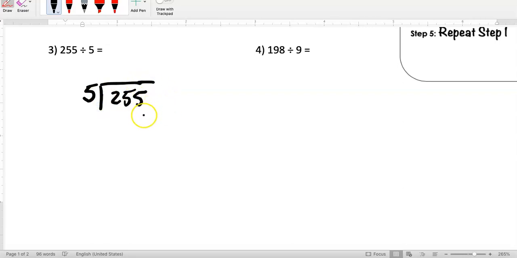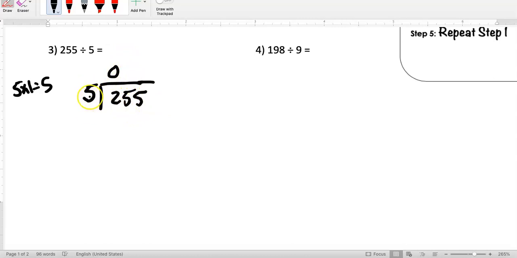Now, this one is a little trickier, so this isn't as simple. I'm still going to come over here, and I'm still going to ask myself the same question. How many times can 5 go into 2? I know for a fact that's 0, because the smallest number I can get is 5, and 5 is greater than 2, so that's a 0. 5 cannot go into 2 at all. So I'm going to go ahead and put a 0 up there so that I don't get my digits confused up top in my quotient.